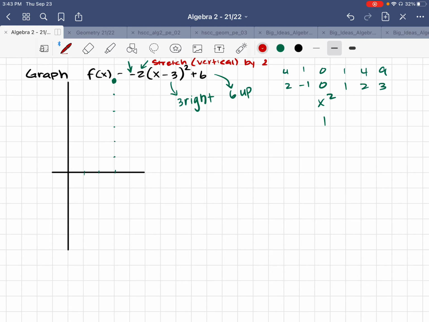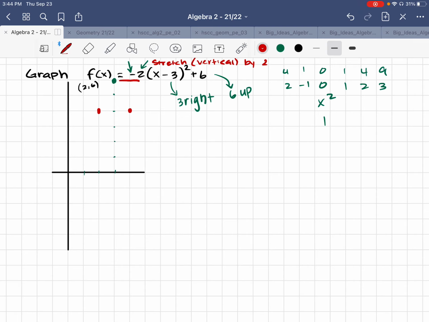So let me erase this, so it looks a little bit better. So our vertex, for those of us who don't know, is at 3, comma 6. And then we're going to go over 1 and then down 1 normally, but because there's a multiplier, we're going to go down 2. Okay, so we have that over here. To the left, same thing. Over left 1, normally we would go up 1, but we have a stretch by a factor of 2, so we're going to go down 2, which gives us a point right there.